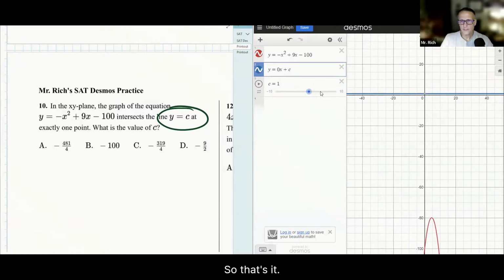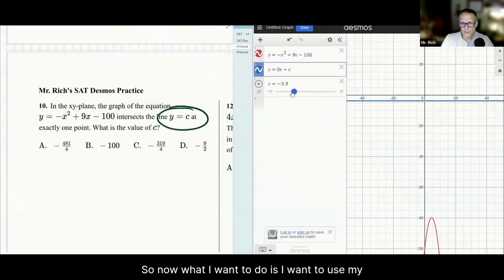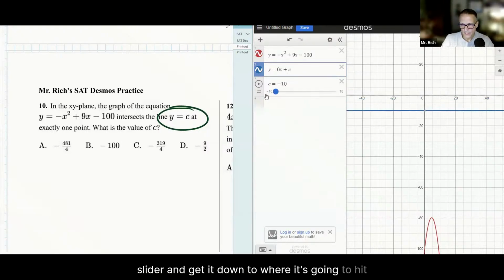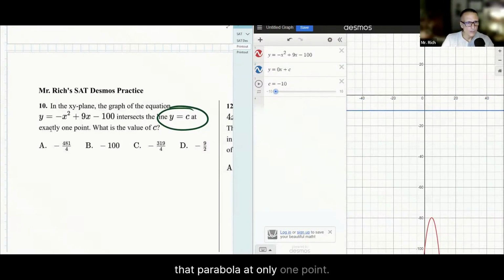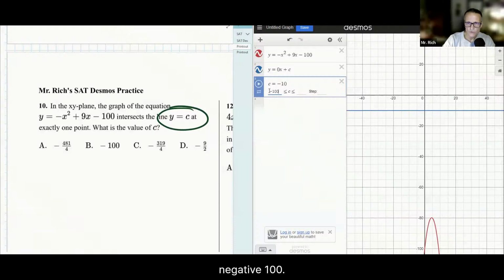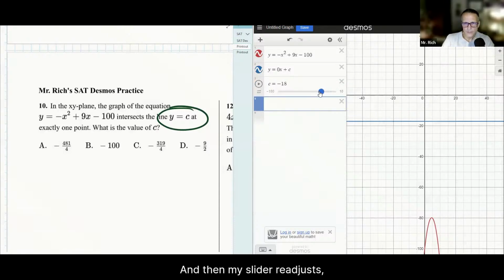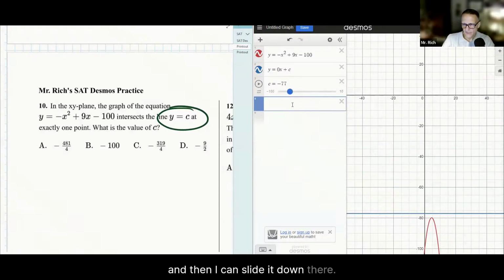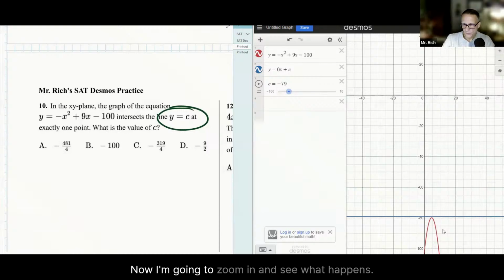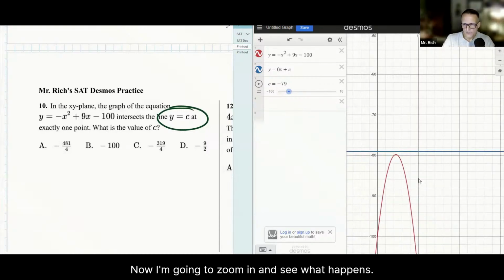So that's it. Now what I want to do is use my slider and get it down to where it's going to hit that parabola at only 1 point. Well, notice that my slider only goes to negative 10. But that's okay. All I've got to do is click on that lower limit of the slider and put in like negative 100. Then my slider readjusts, and I can slide it down there. Now I'm going to zoom in and see what happens.